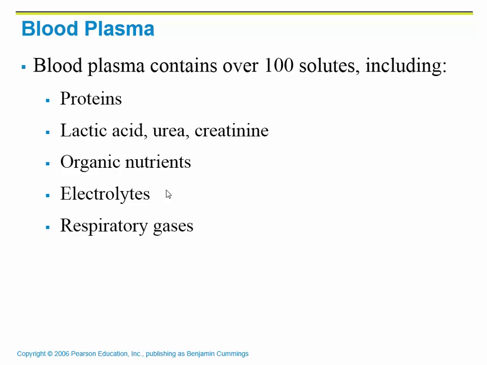Now, blood plasma, the liquid portion in the matrix of blood, has all kinds of different solutes inside, and so it's carrying these solutes throughout your body. So it carries proteins, lactic acid, urea, and creatine, organic nutrients, electrolytes, and then gases.